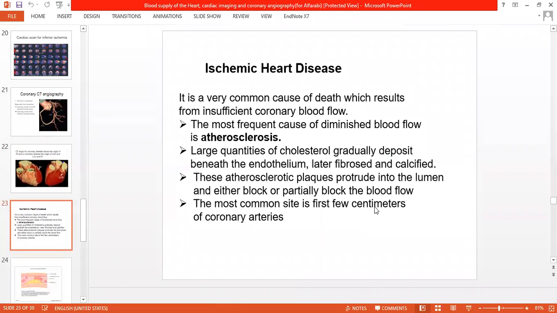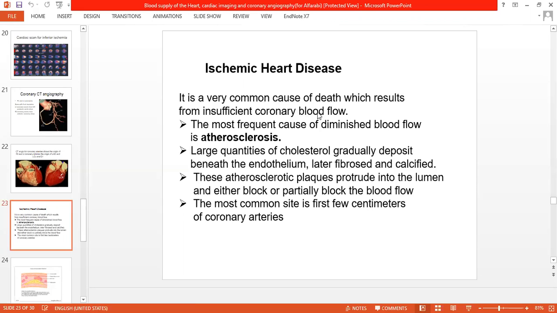Now coming to some of the clinical features, the clinical anatomy, which you will study in more detail. I will just brief a little about the clinical anatomy. You will study much more in pathology and other parts. So what do we mean by ischemic heart disease? It is a very common cause of death which results from insufficient coronary blood flow.